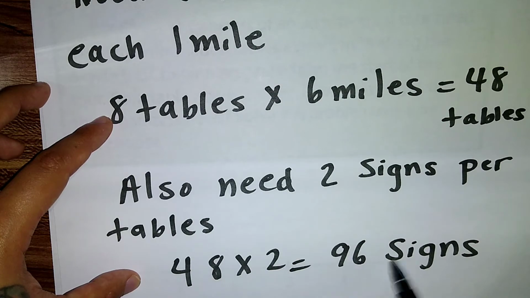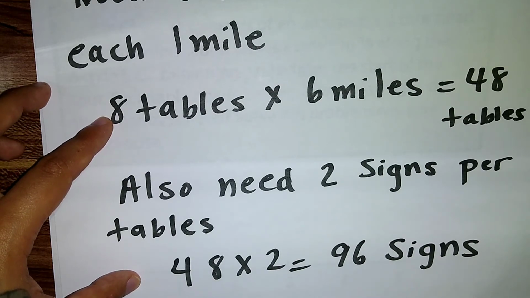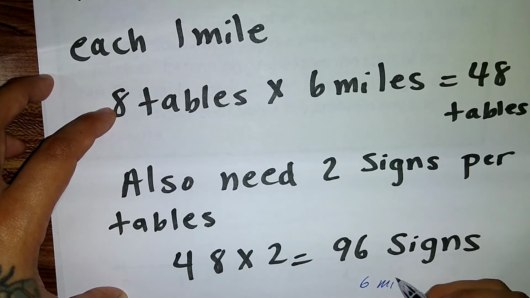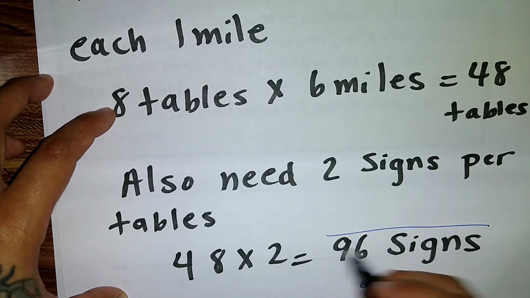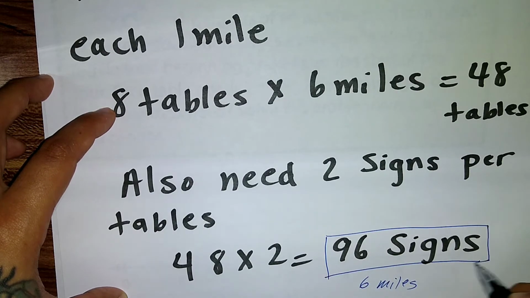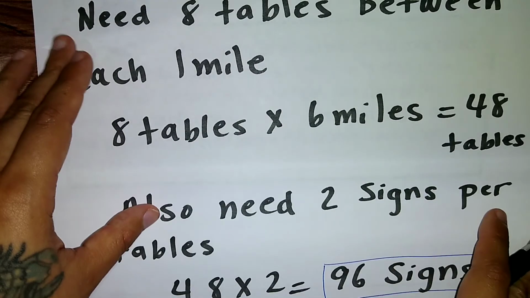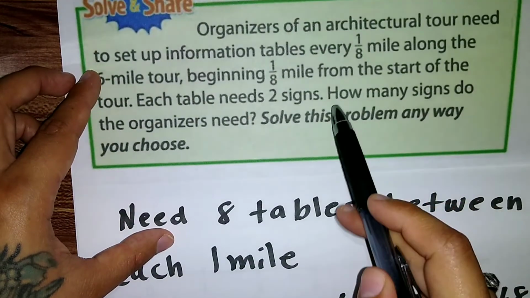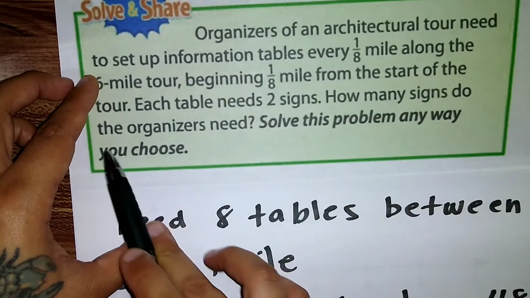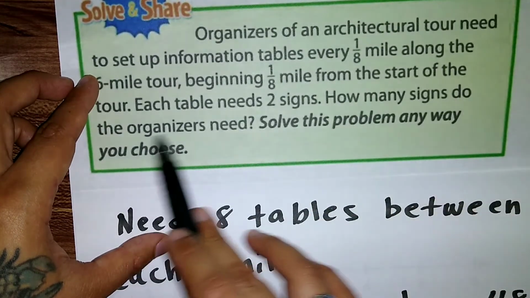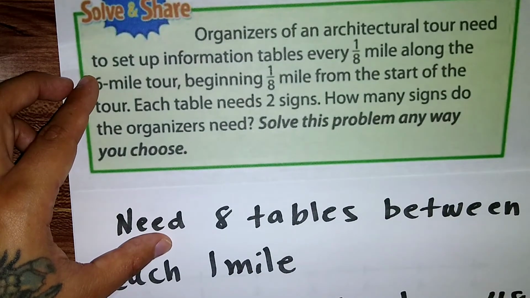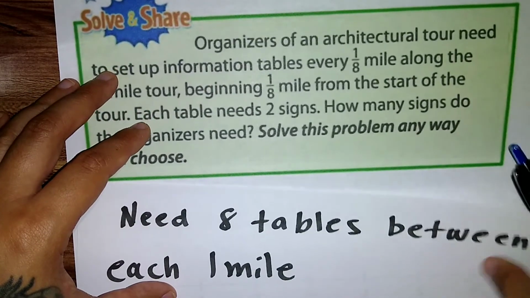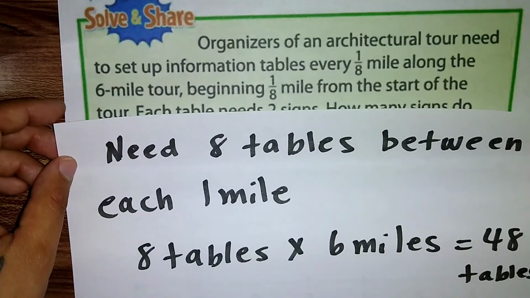Overall, 96 signs for the distance that they have asked, which was 6 miles. So your answer is 96 signs needed. How many signs do the organizers need? They need 96 signs.